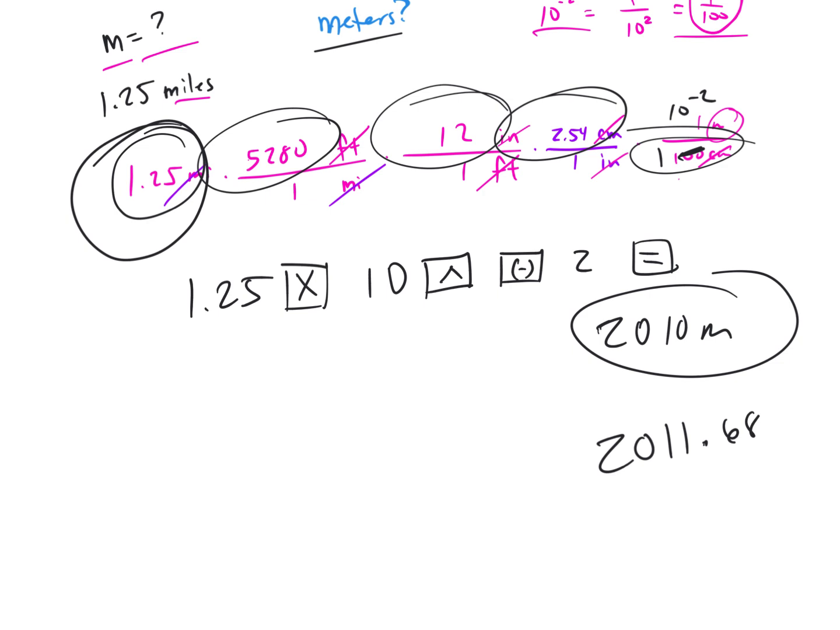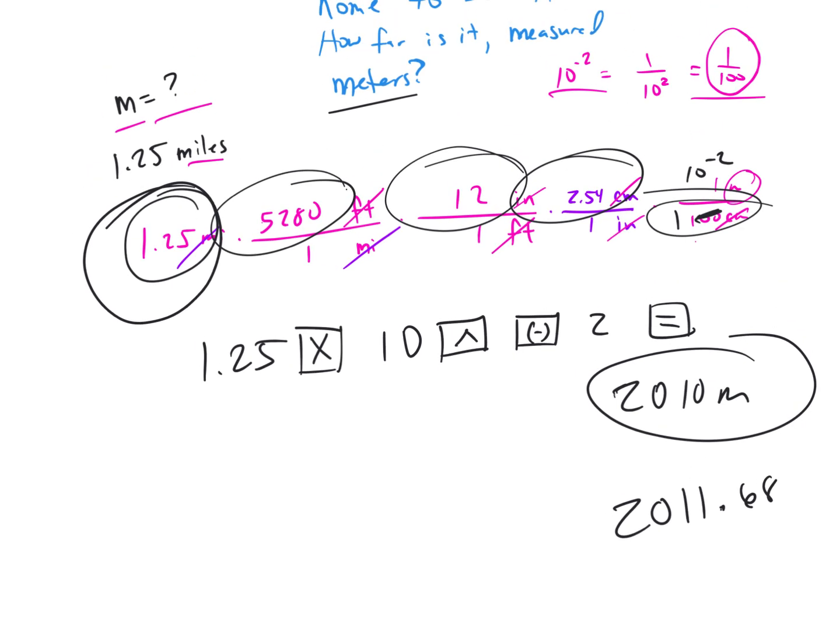So what about conversion factors? How many sig figs do we have? 4. In this one right here, we have infinitely many. There's exactly 5,280 feet in 1 mile. There's exactly 12 inches in 1 foot. Those are exact measurements. Infinitely many.